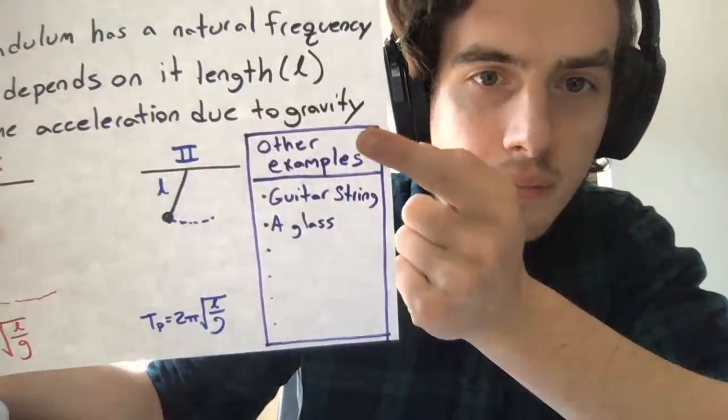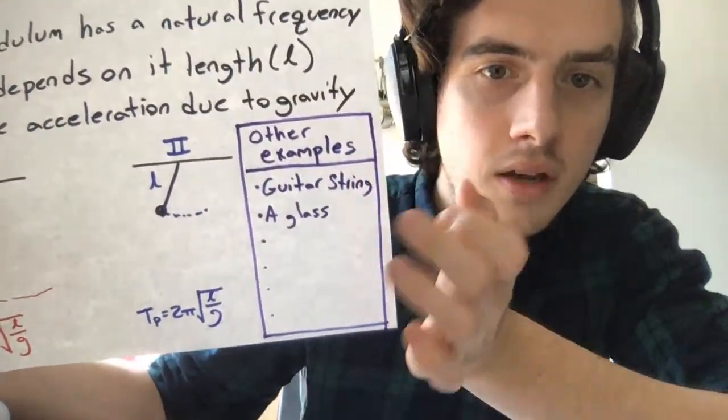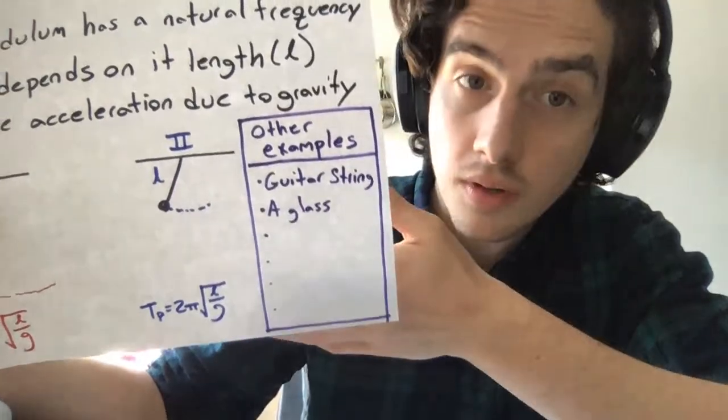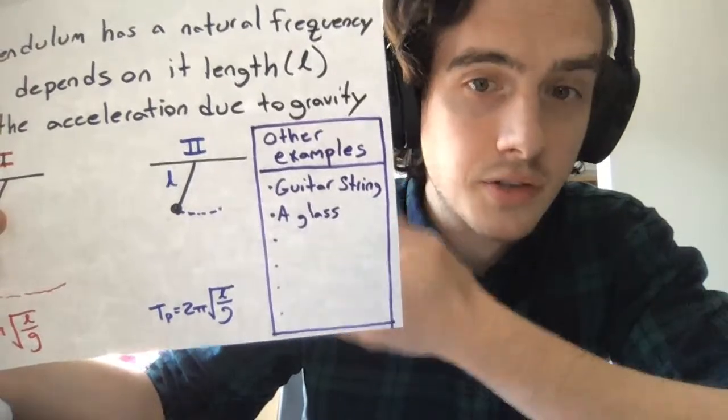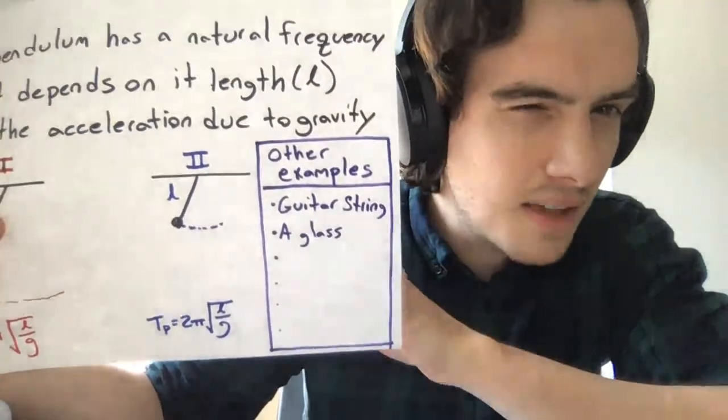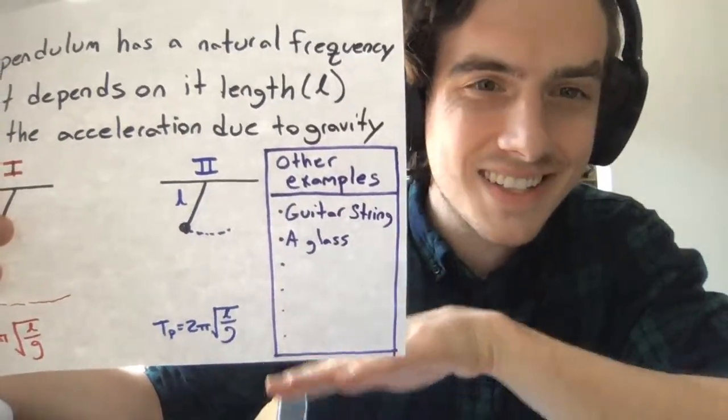In the table, I put other examples. I have the guitar string, a glass, a tuning fork is an example. I left some other dots here. I want you to think of what other things have a natural frequency. What other things, if you hit them, are going to ring or make a constant sound?